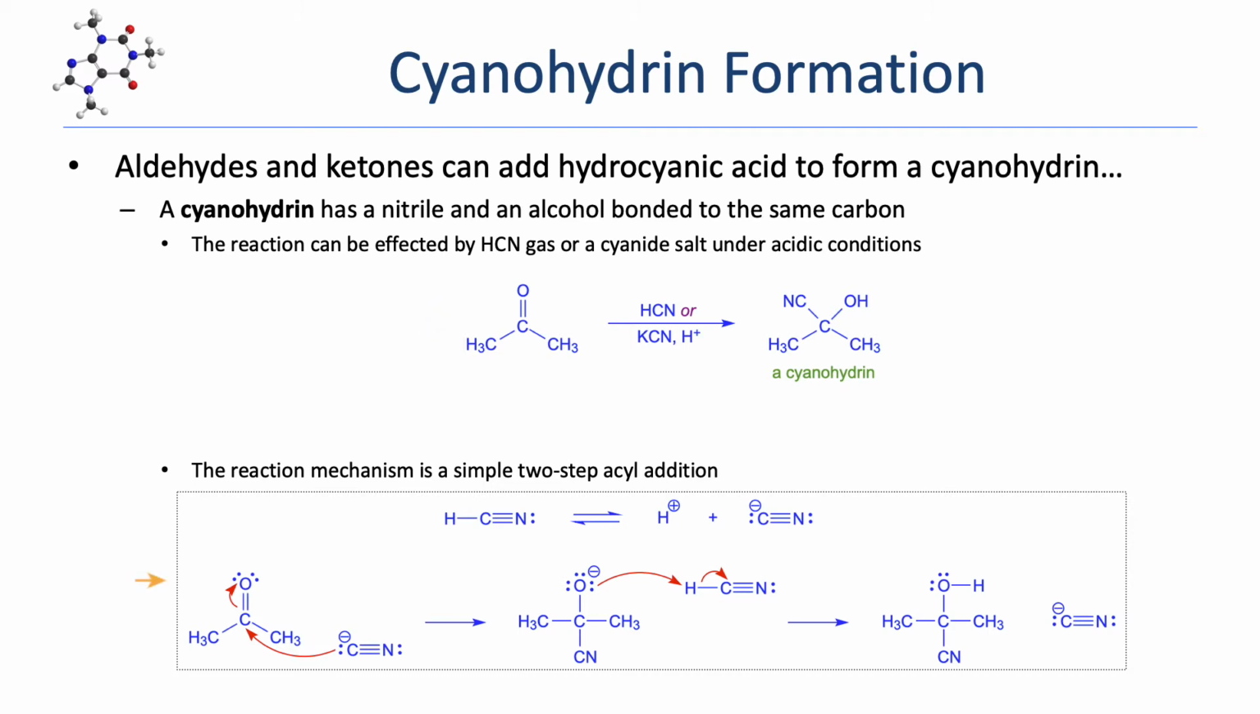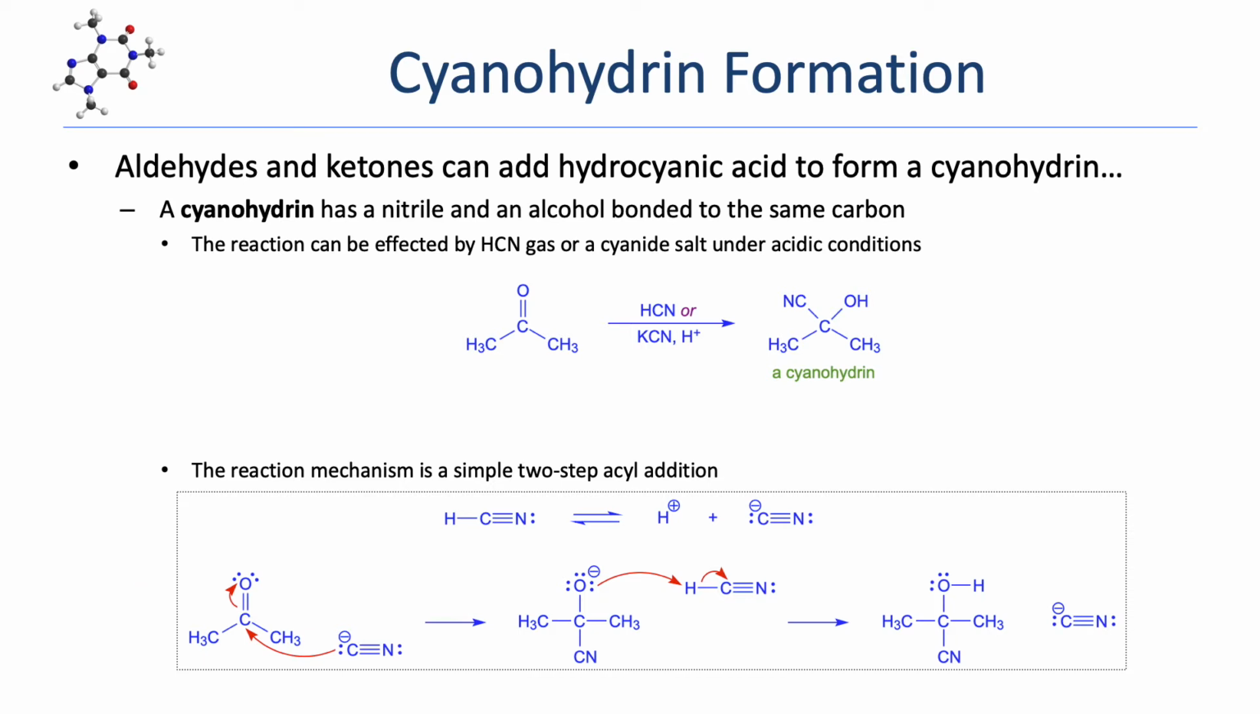If we look at the reaction mechanism, we see that it is a perfect example of acyl addition. In the first step, the nucleophilic cyanide attacks the electrophilic carbonyl carbon, breaking the carbon-oxygen pi bond and forming a new carbon-carbon bond. In the second step, the alkoxide intermediate is simply protonated to give the final alcohol product.